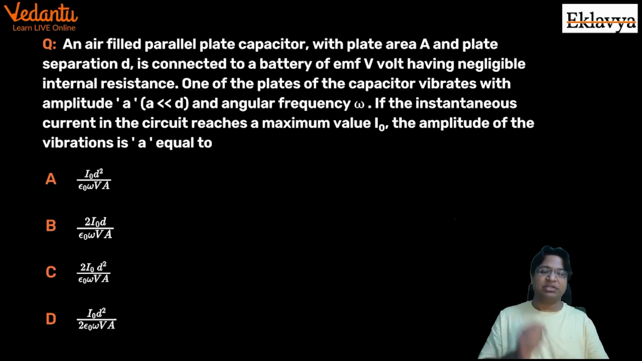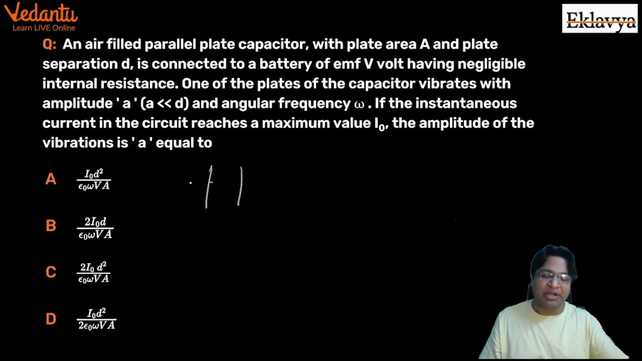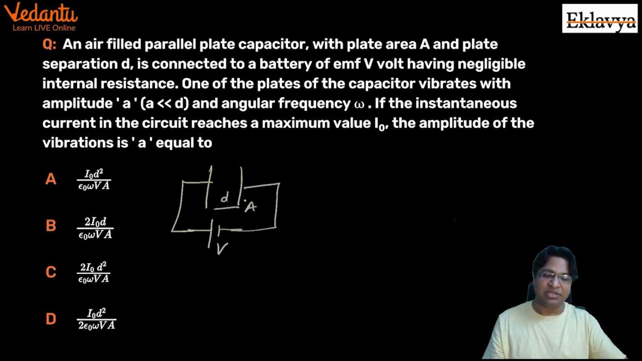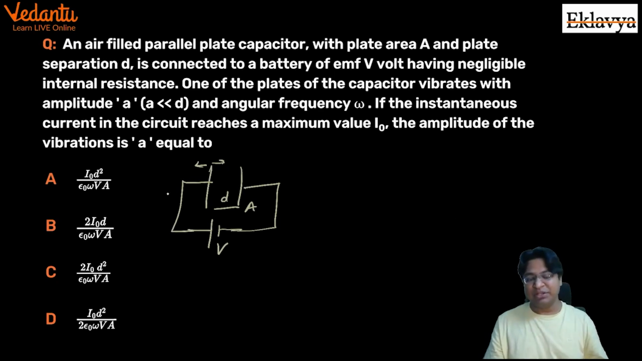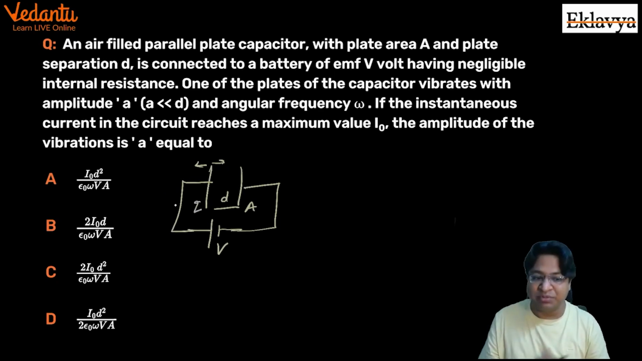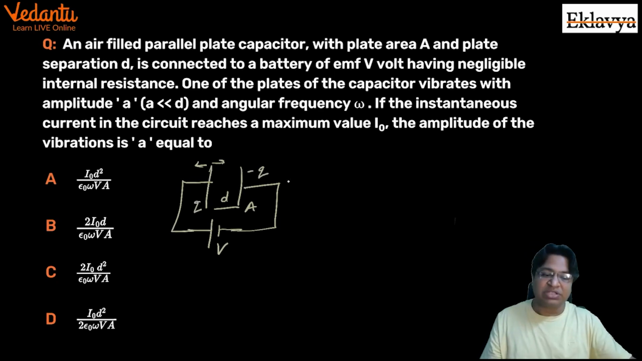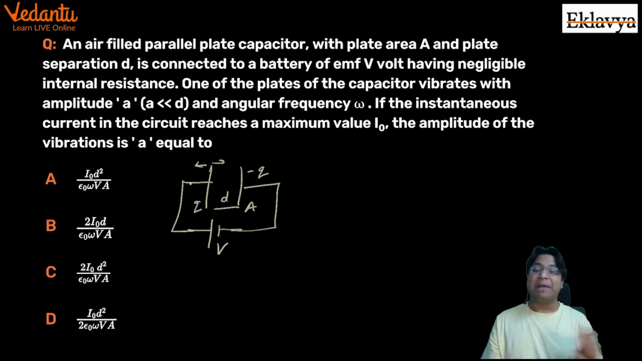Now this question says that we have a parallel plate capacitor. I think this is a question from the book Pathfinder. We have a parallel plate capacitor with voltage V. The area is A, the separation is D. Let's say one of the plates is fixed and the other plate is oscillating. Because of the oscillations of the plate, the capacitance will keep on changing. Because the capacitance keeps changing, the charge on the plate will also keep changing. Because there is no resistance in the circuit, the charge can change abruptly. So we can assume that Q equal to CV is always obeyed.